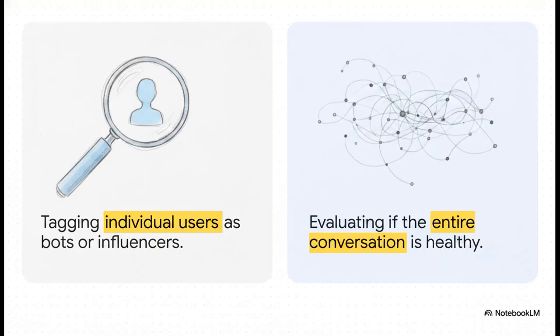Right now, most platforms are completely obsessed with the micro level, like constantly hunting down individual bot accounts. But this research argues that to truly understand online polarization, we urgently need to zoom out. We need a macro lens to figure out if the entire conversation is actually healthy or if it's been hijacked.